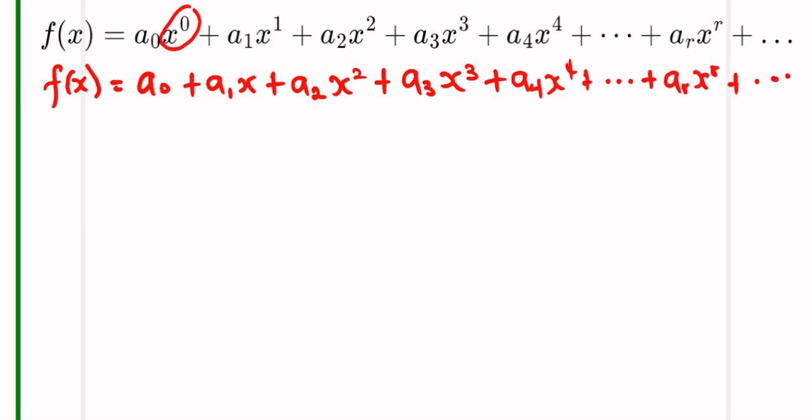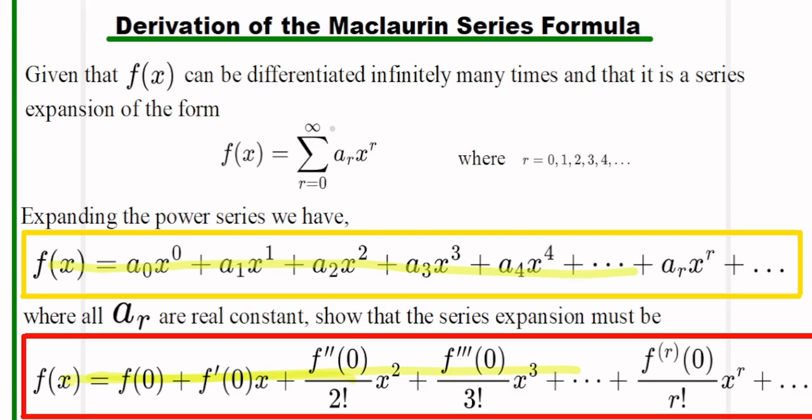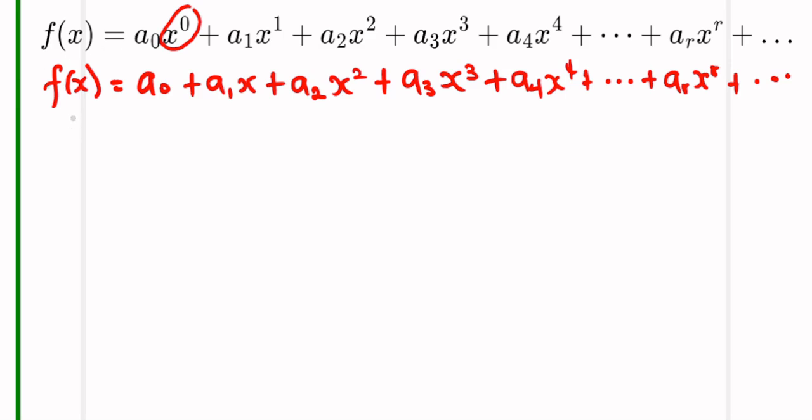Okay, now, so from this explanation here, we can see that it says given that f of x can be differentiated infinitely many times. Meaning that this function f of x, which is expressed as a power series, can be differentiated infinitely many times. That means we can get the higher derivatives of f of x, starting from the first derivative, the second derivative, the third derivative down to infinity, because it says differentiated infinitely many times. Another thing we should take note of is that for Maclaurin series, x should be substituted as 0.